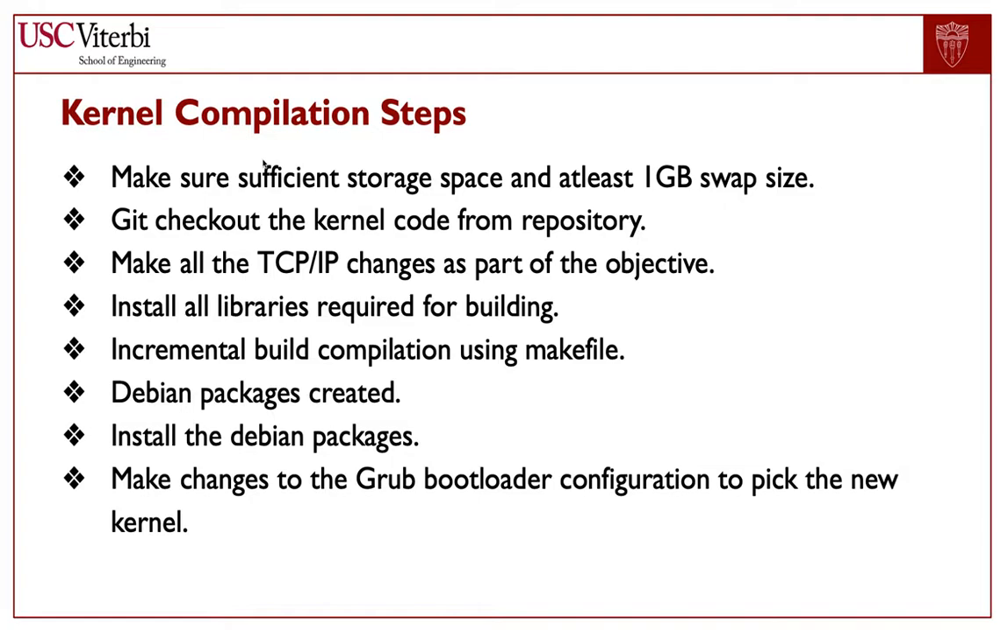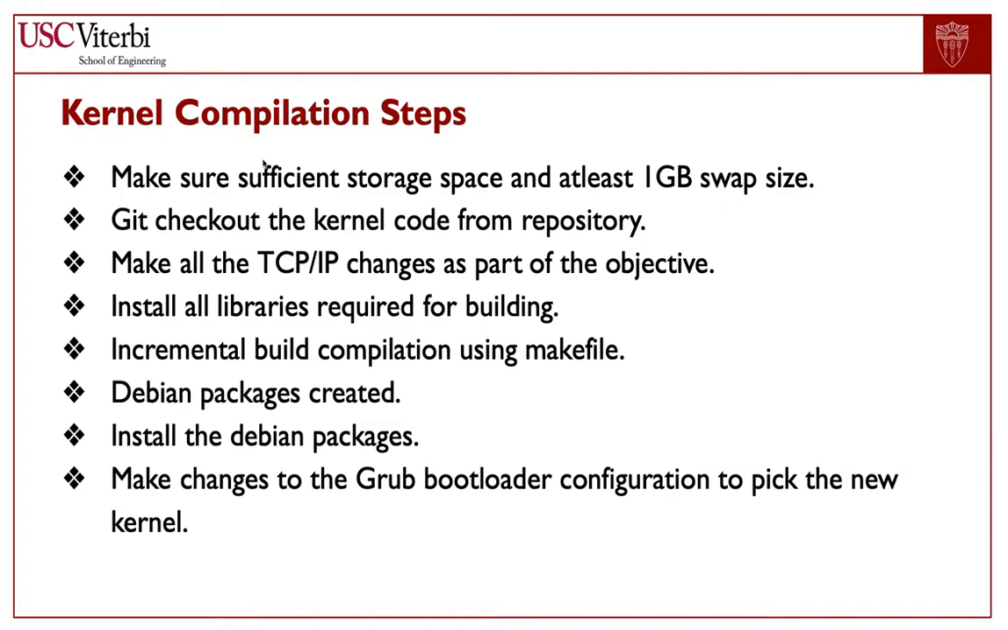Before we make changes to any TCP/IP, we have to make sure that we have sufficient storage space in our machine and at least a 1 GB swap size of physical memory. After that, we can go ahead and check out the kernel code from the Ubuntu repository. Depending upon what version we are running, we have to check out the version that is closest to our version. Less, but closest to our version.